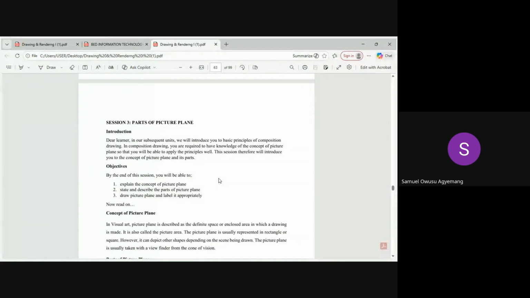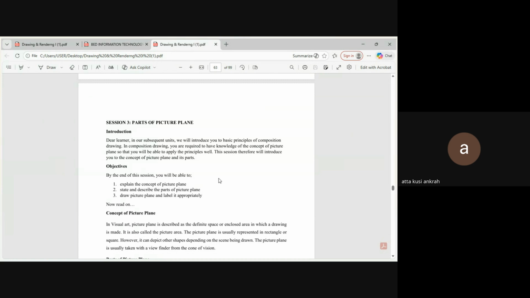Sammy, I can see your hand up. Yes, sir. Sir, for the foreshortening, can you say that the front parts overshadow the other parts when you are asked to define or explain foreshortening? The front part overshadows the other part. Oh yes, you can say that. Okay, thank you, sir.